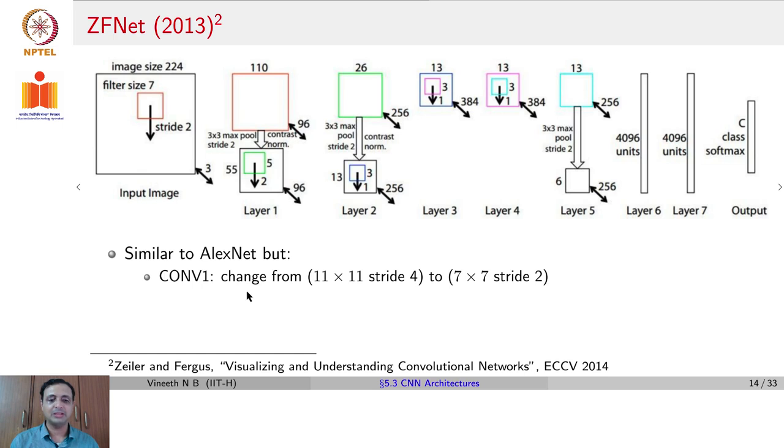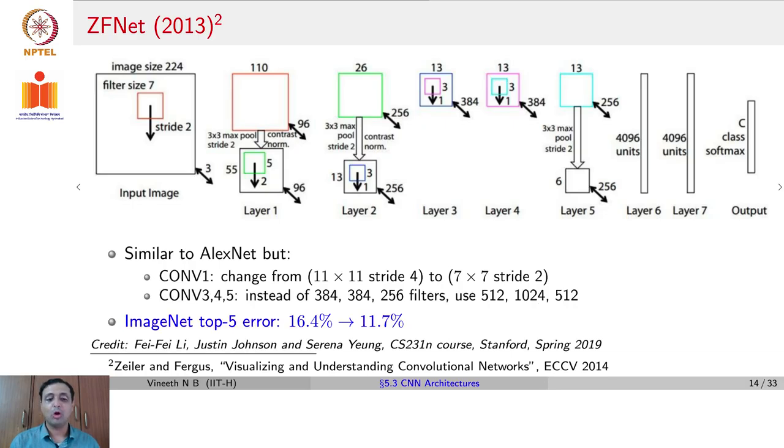What were the changes in the hyperparameters? In conv1, the filter size was changed from 11x11 stride 4 to 7x7 stride 2. In conv3, 4 and 5, the number of filters was increased from 384, 384, 256 to 512, 1024 and 512. And this careful choosing of hyperparameters led to a significant decrease in the top 5 error from 16.4% to 11.7%.